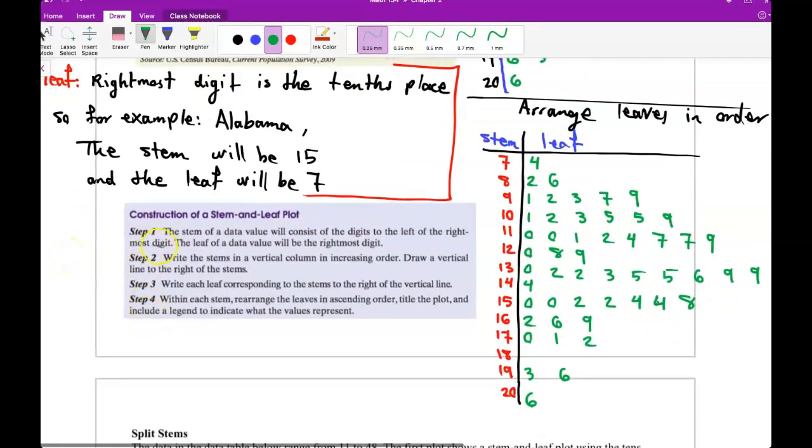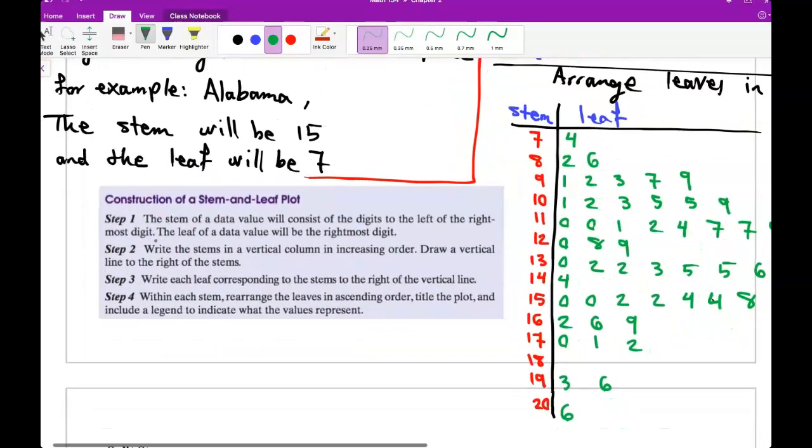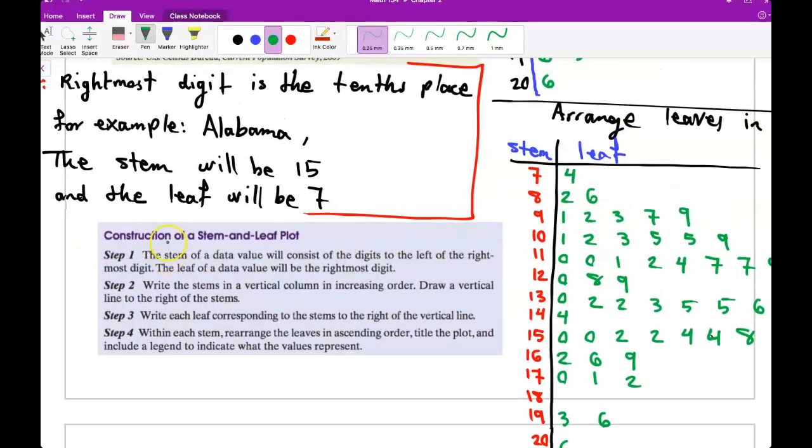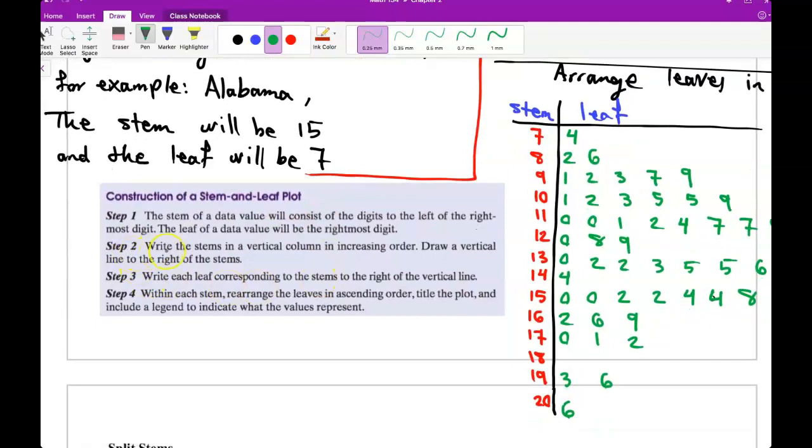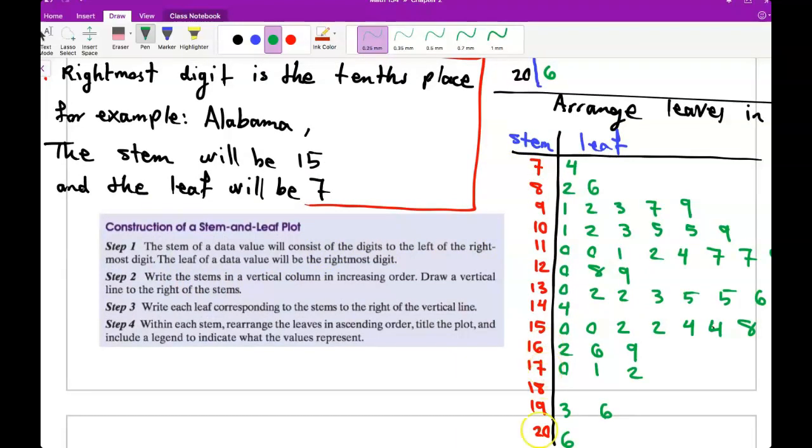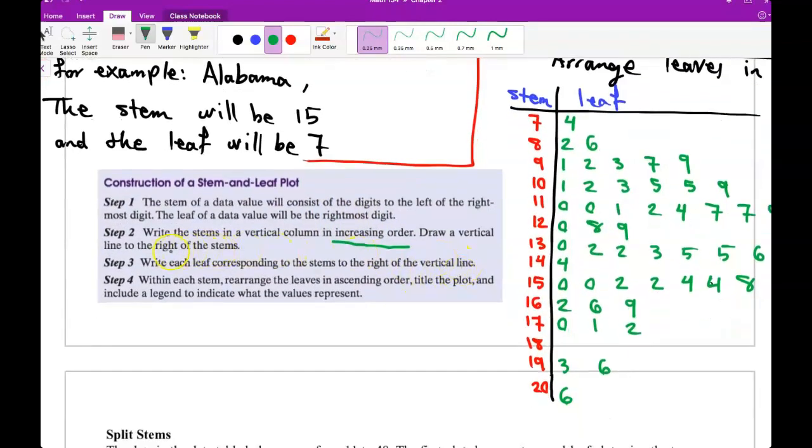Here again we have steps for this part. So step 1, the stem of a data value will consist of the digits to the left of the rightmost digit, that I explained here, and the leaf is the rightmost digit. Step 2, write the stems in a vertical column. So we had these in a vertical column, in increasing order. And then draw a vertical line to the right of the stems. This one.